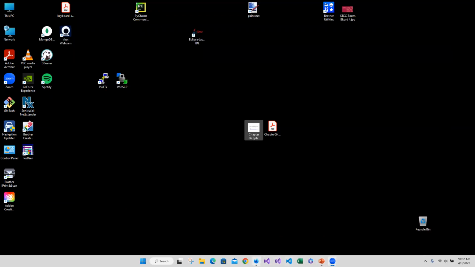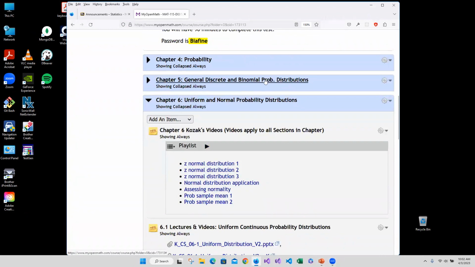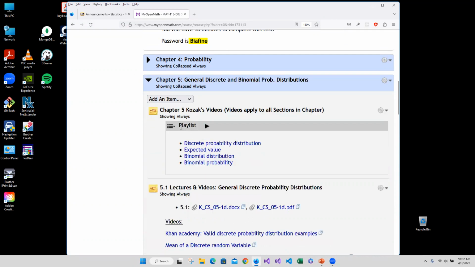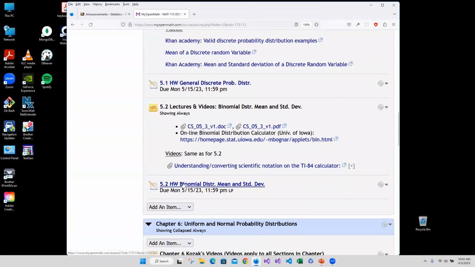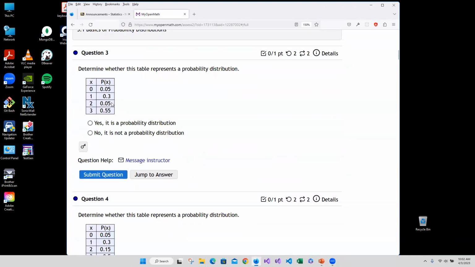Now let's go back to the website one more time because I wanted to show you. We did some probability distributions last time, but those are called discrete probability distributions. And what does that mean? Well, let's just take one of those homeworks. Okay, here's a discrete probability distribution.